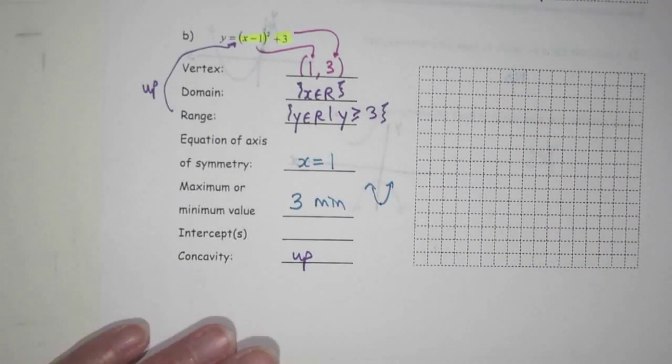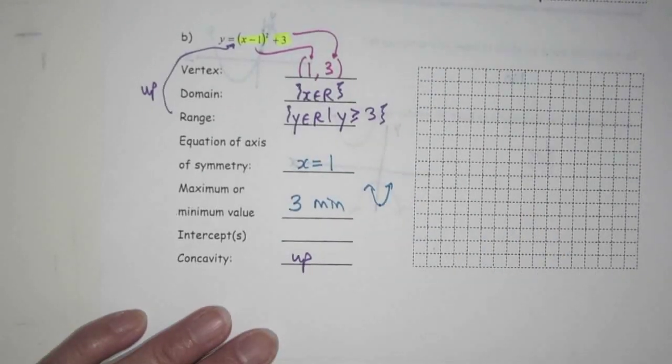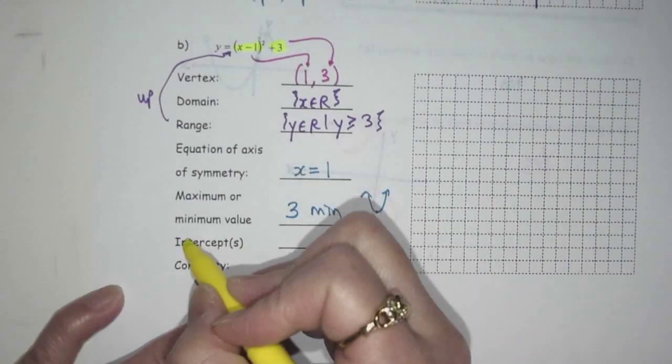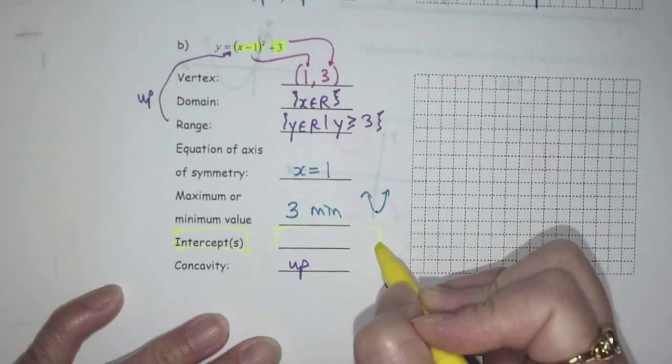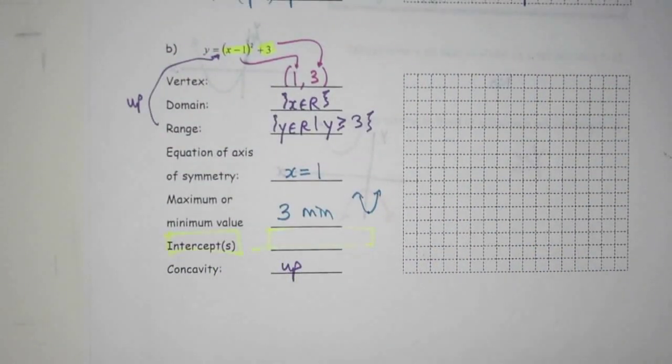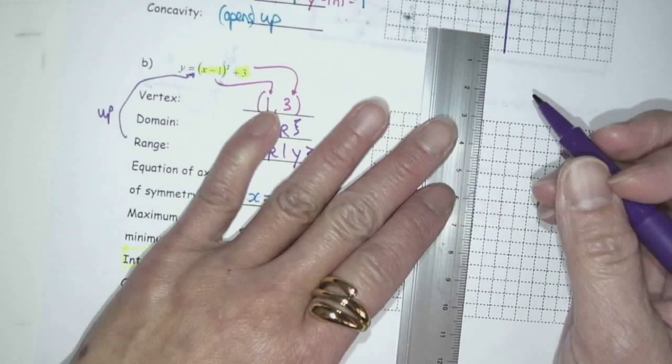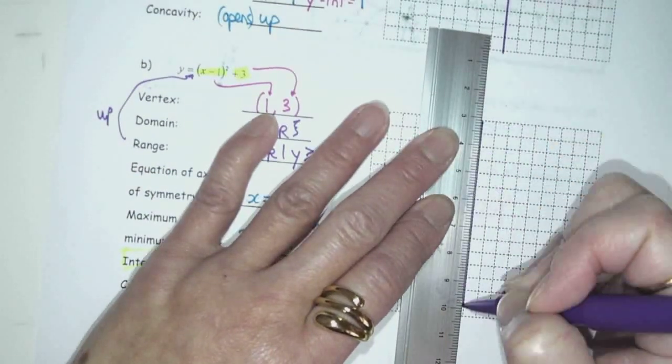The intercepts, I'm going to answer that after I draw it. So I'm going to come back to this part here. The intercepts, I'll come back to that in a second. So let's try to graph it first. I'm just going to put this somewhere in the middle because it's not a big graph. Like this.